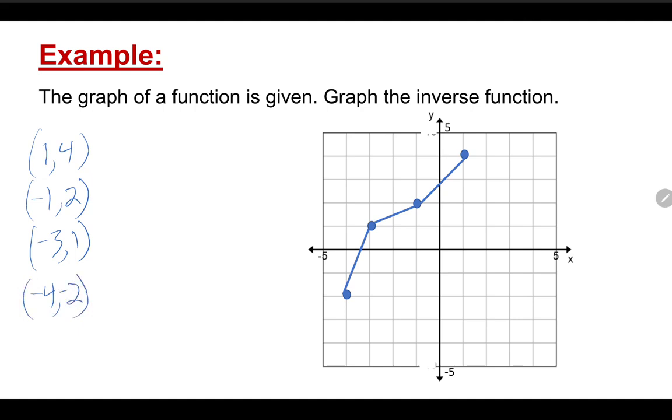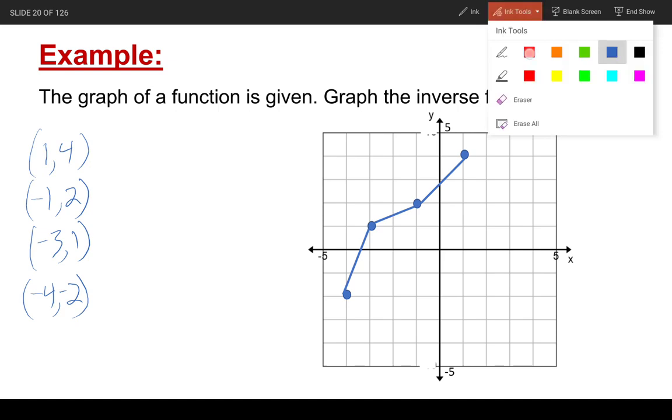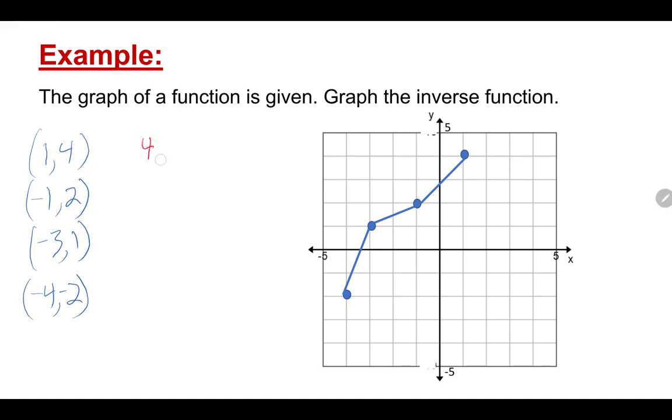All right, so now we're going to plot its inverse. First thing, we need to figure out what those points would be. So really all we have to do is switch the x's and the y's. So in our new function, it would be 4, 1, and 2, negative 1, and 1, negative 3, and negative 2, negative 4.